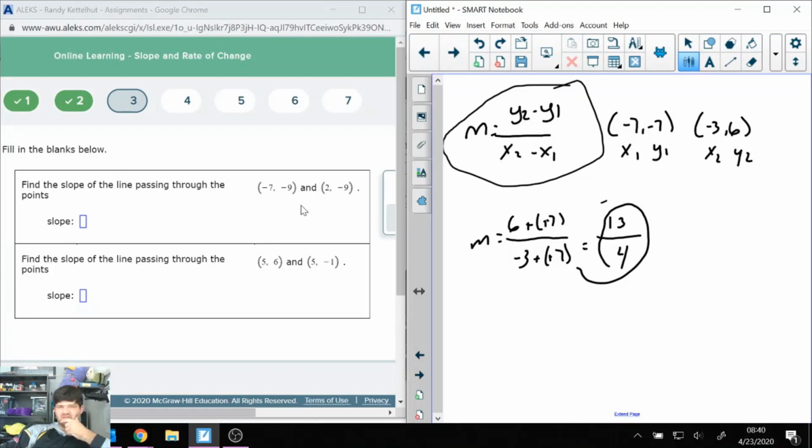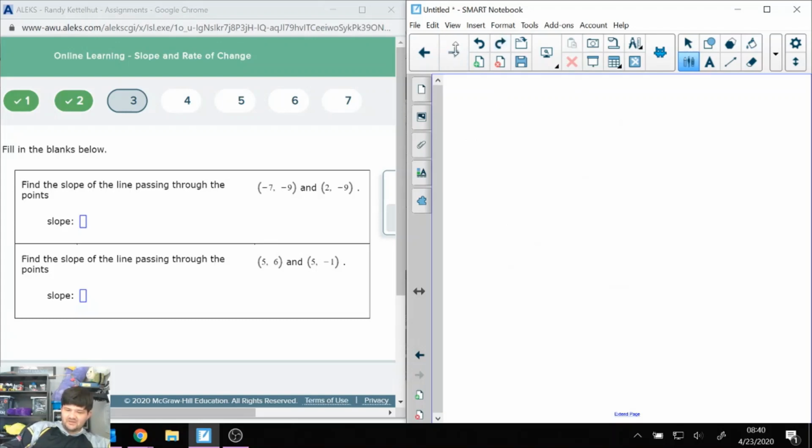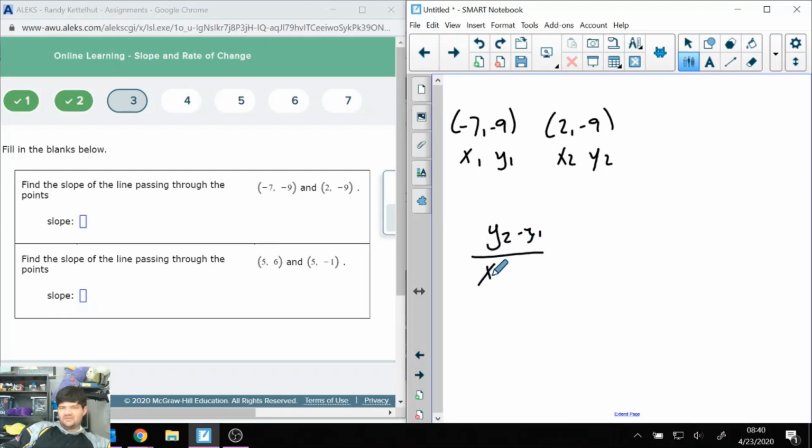Notice both the y's are -9. So we come over here. We have, starting with -7, -9, and then 2, -9. As I said, x1, y1, x2, y2. The formula was y2 minus y1 over x2 minus x1.